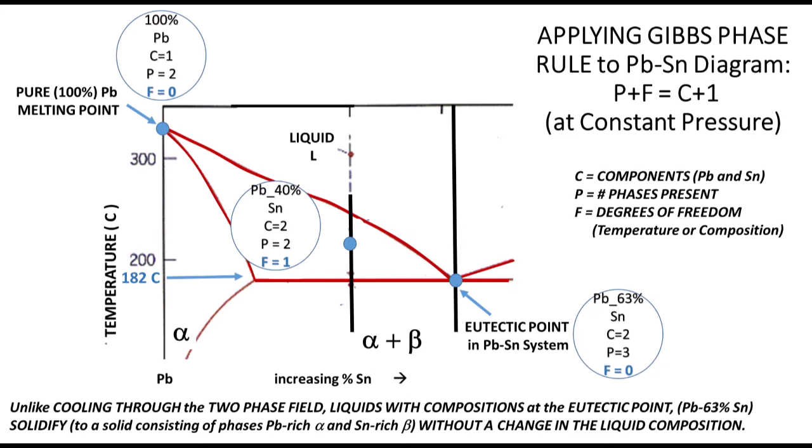This two-phase mixture of alpha and beta is referred to as a eutectic structure, and it's a mixture of alpha and beta that's different alpha than what formed above the eutectic temperature. So again, the alpha forming in the two-phase liquid plus alpha region is referred to as proeutectic alpha, and below the eutectic temperature it's simply alpha.